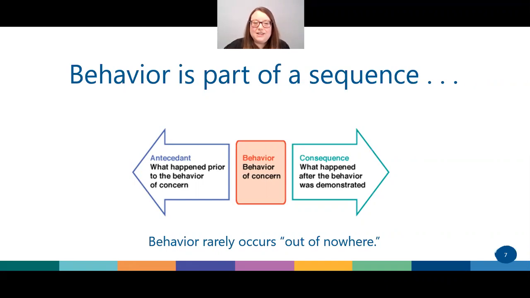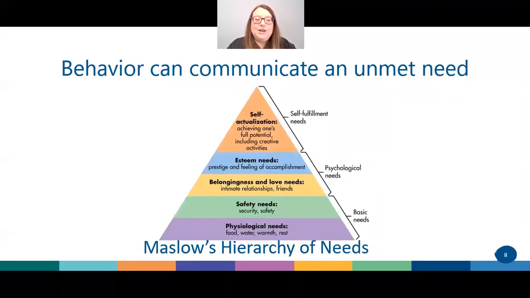So just a reminder that rarely does behavior occur out of nowhere. Rarely is behavior displayed merely to upset or to irritate or to manipulate staff. Usually it is in response to some sort of trigger that we may or may not be aware of. Another thing to consider is that behavior can communicate an unmet need.